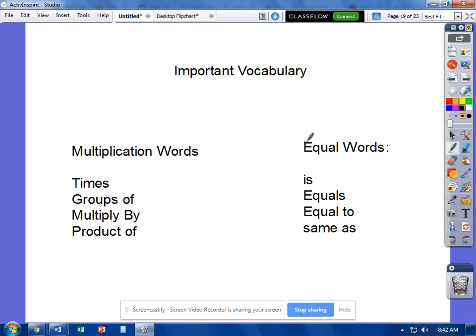The first thing we really need to talk about is the important vocabulary that comes along with multiplicative equations, okay? When we see these words, we're thinking of multiplication. When we see the words times, groups of, multiply by, and product of, we know that we're going to be multiplying. So when we see these words, we're going to underline them and place a multiplication sign above them. When we see the words is, equals, equal to, and same as, we're thinking equal sign, so we're going to underline those words and put an equal sign. It makes it easier for us to break down and make sure that we know what we're doing. So let's go ahead and do some examples.